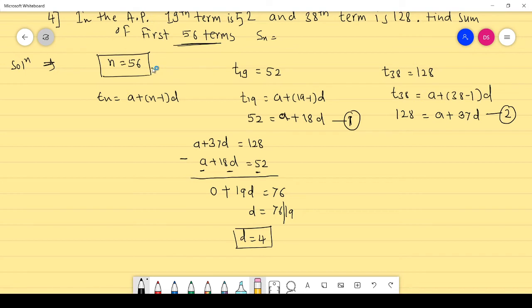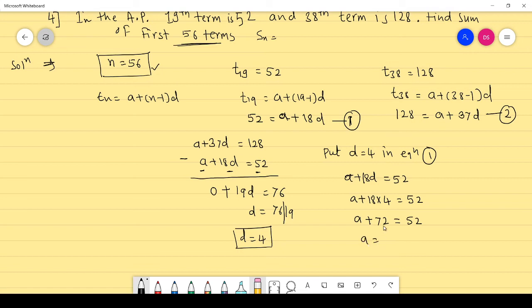Now you have the value of N, but still we don't know the value of A. What is the value of D in equation 1? D is equal to 4 in equation 1. By placing the value of D in equation 1, we will get, what is equation 1? A plus 18D is equal to 52. Here we don't know A. Plus 18 into 4, that is equal to 52. And 18 4s are 72. So 52 will remain as it is.